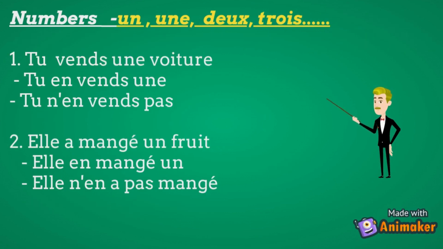Number 4, pronoun "en" replaces the numbers like 1, 2, 3 and so on. Point to remember: here in positive sentence, we have to mention the numbers, but in the negative sentence, we don't have to mention the numbers.